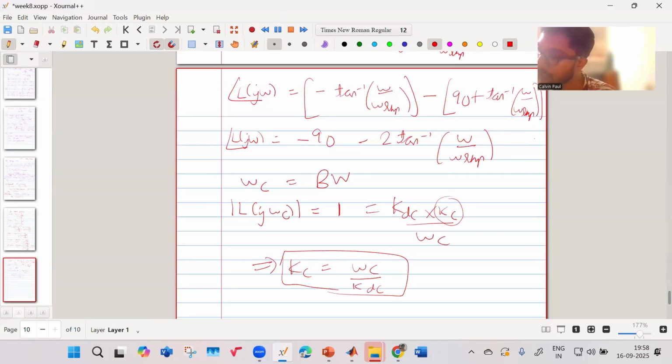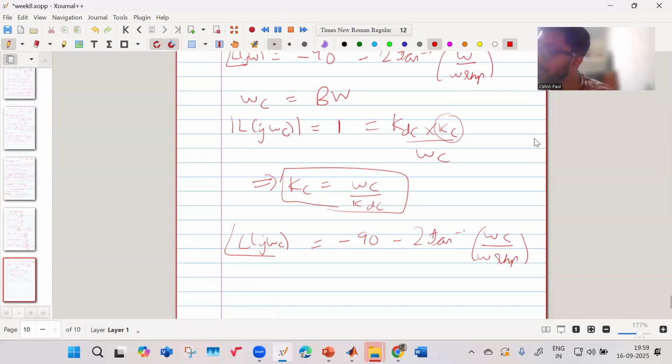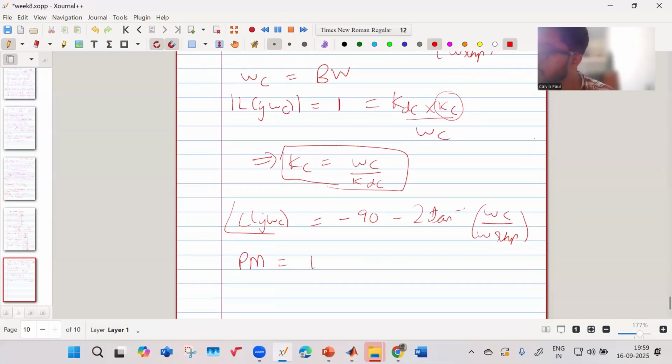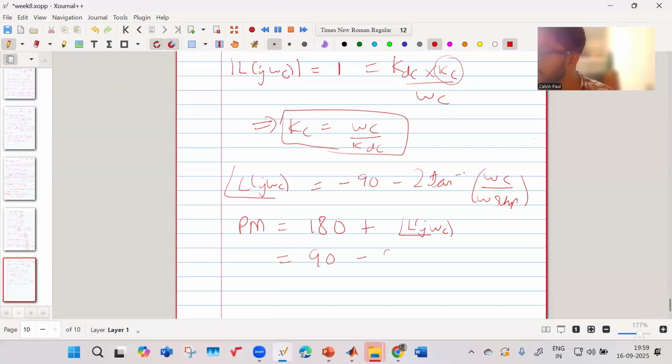Next, you have got it for the magnitude, but what about the phase? So we substitute: the angle of L of j omega c at that point is minus 90 minus 2 tan inverse of omega c by omega RHP. Now what is your phase margin? Your phase margin is 180 plus the angle of L of j omega c at your crossover frequency. If you compute, it will be 90 minus 2 tan inverse of omega c by omega RHP, right?